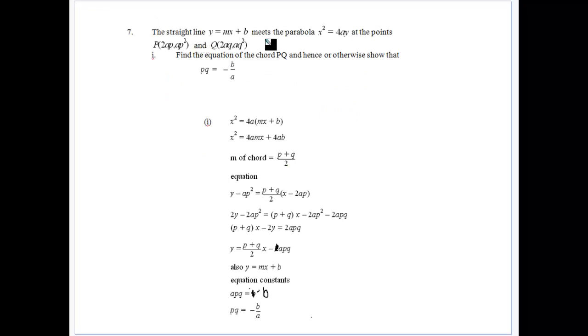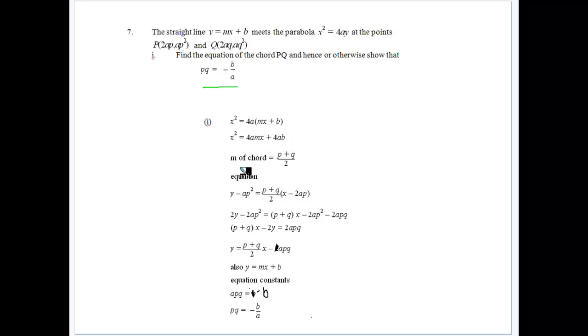Question 7, we've got a straight line meeting the parabola at those 2 points. So find the equation of the chord, and hence, or otherwise, show that you can write PQ equals minus b on a. So we solve that simultaneously. So x squared is equal to 4ay, and y is equal to mx plus b. So that's why we're able to do that substitution. x squared then would be equal to that form.